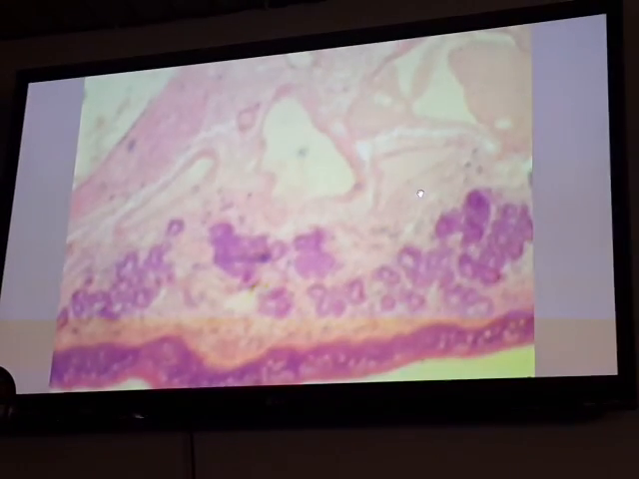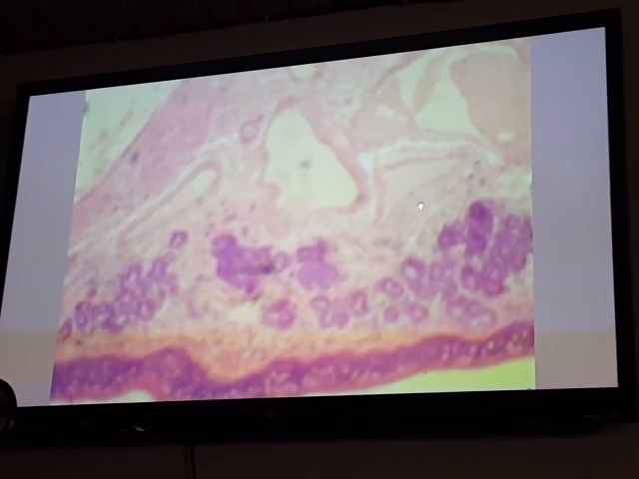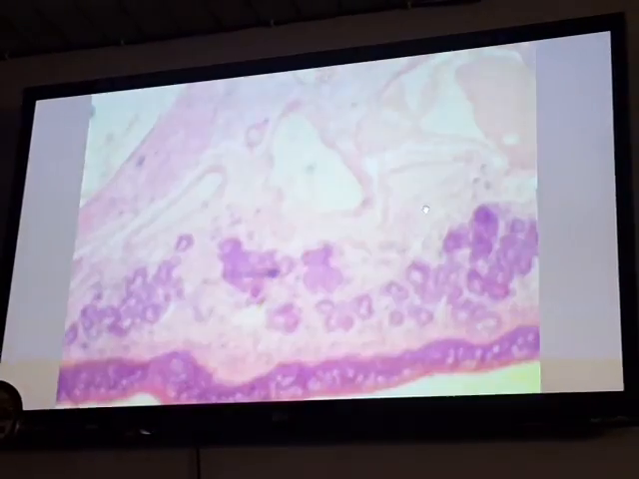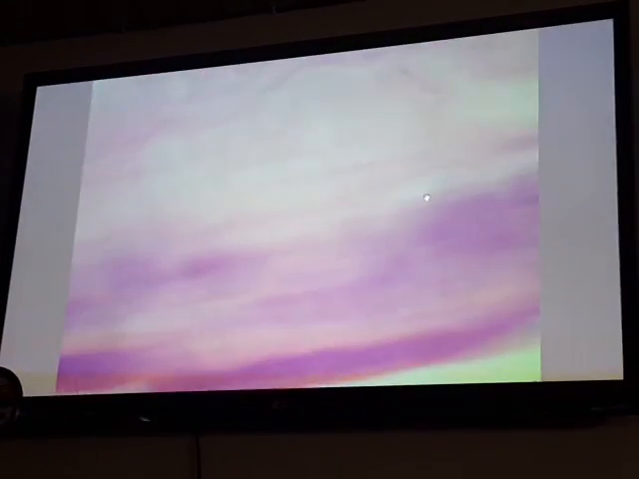Last slide, section in the olfactory epithelium. Olfactory epithelium is a specialized area of the mucous membrane in the superior concha, located in the roof of nasal cavity.